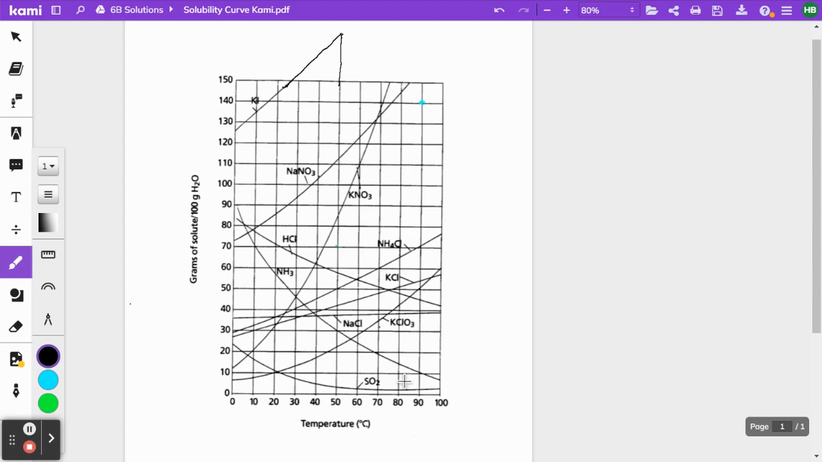KNO3 has the greatest change in solubility of any of the solids on this chart. Who can find the line that has the least change in solubility on this chart? NaCl has the lowest change in solubility. So the solubility of NaCl remains fairly constant with changing temperature, which is a good thing for us because think about the changing ocean temperatures.